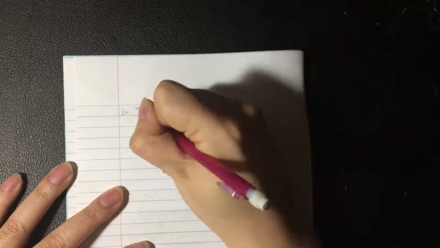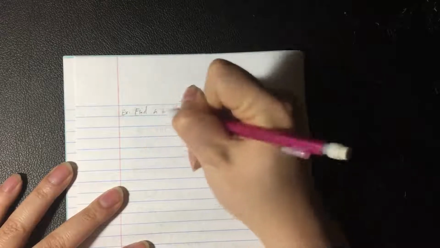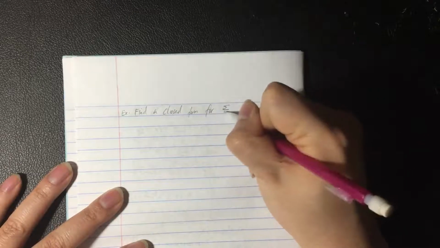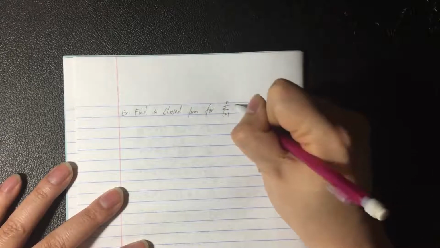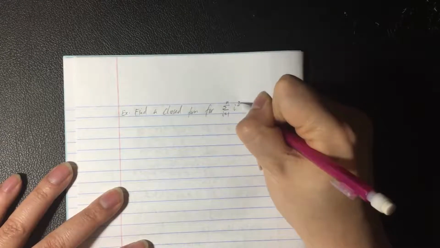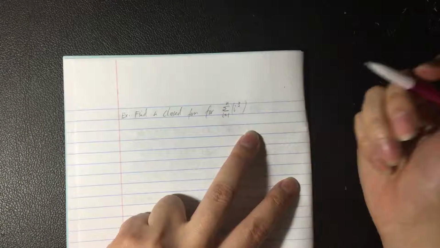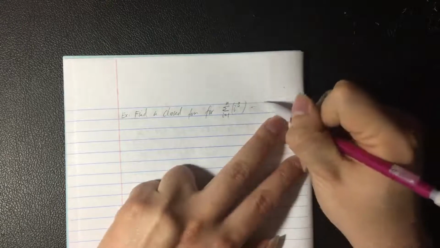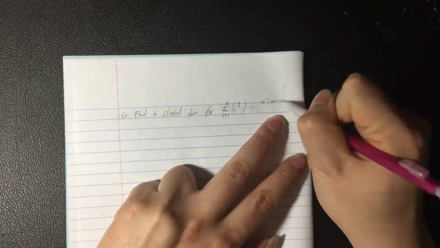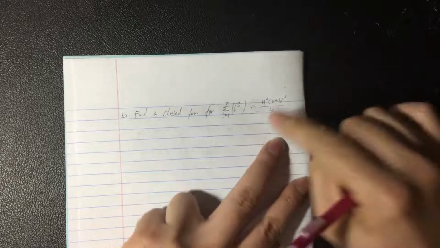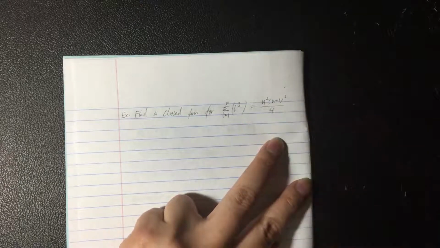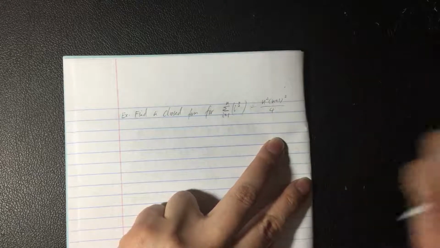Next, find a closed form for the summation i from 1 to n of i cubed. From your calculus class, probably you know the answer. That's n squared times n plus 1 squared over 4. That's the answer we know from our calculus class. Today I will show you how to get the answer.